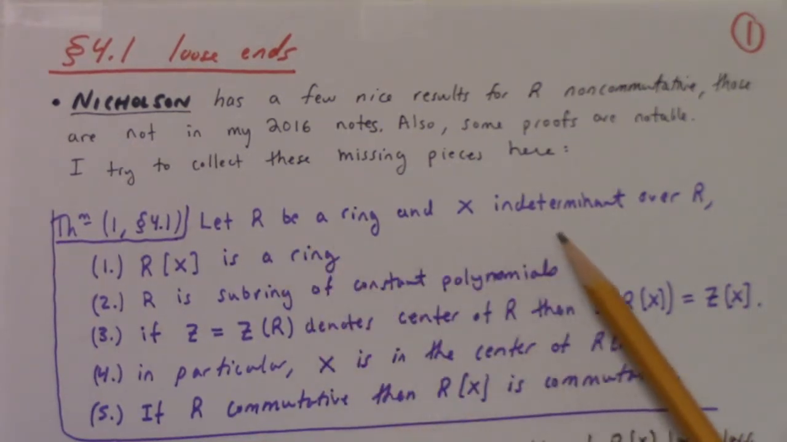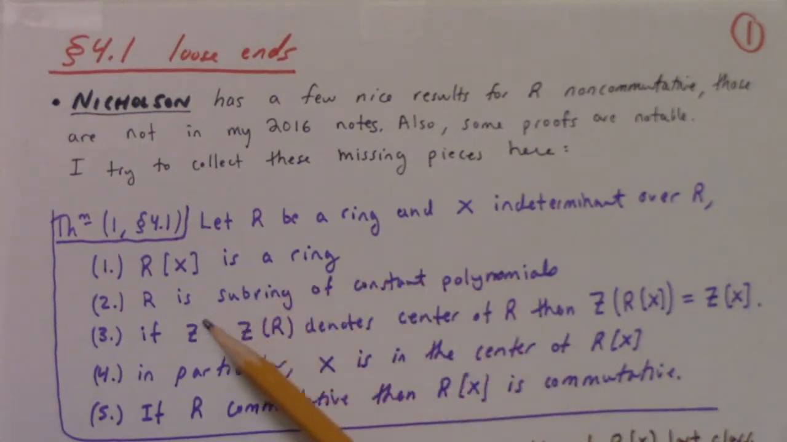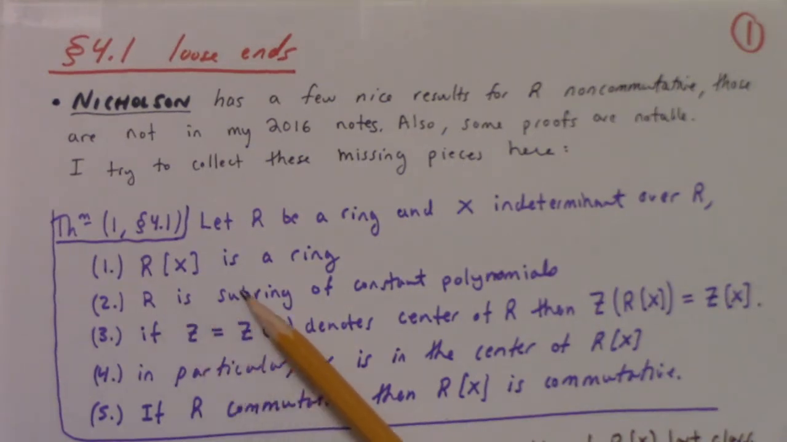If R is a ring, X is indeterminate over R. We prove that R adjoin X is a ring, that we can identify R as the subring of constant polynomials. 3. If Z is the center, then the center of the ring of polynomials is just the polynomials with coefficients from the center. X commutes with everything. And finally, if R is commutative, then polynomials over R are also commutative.